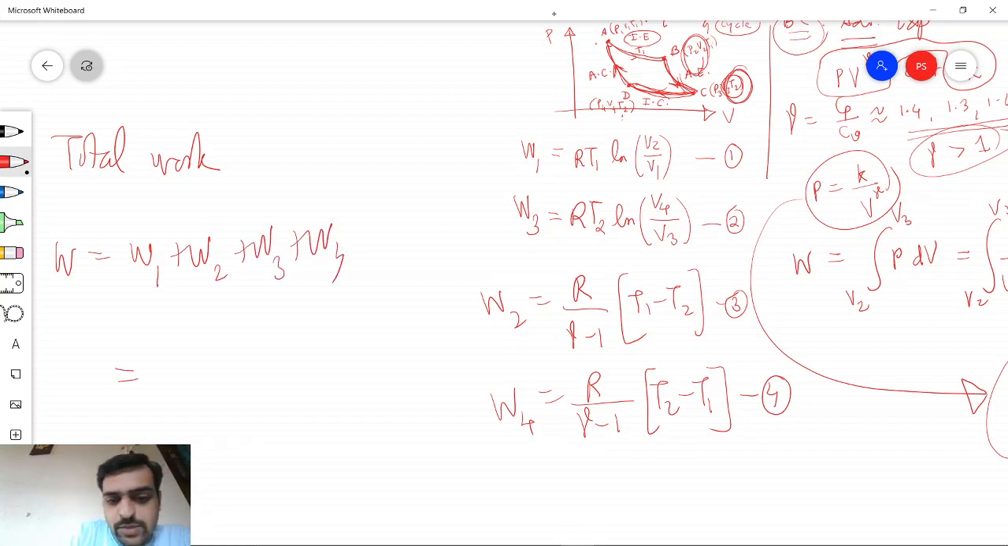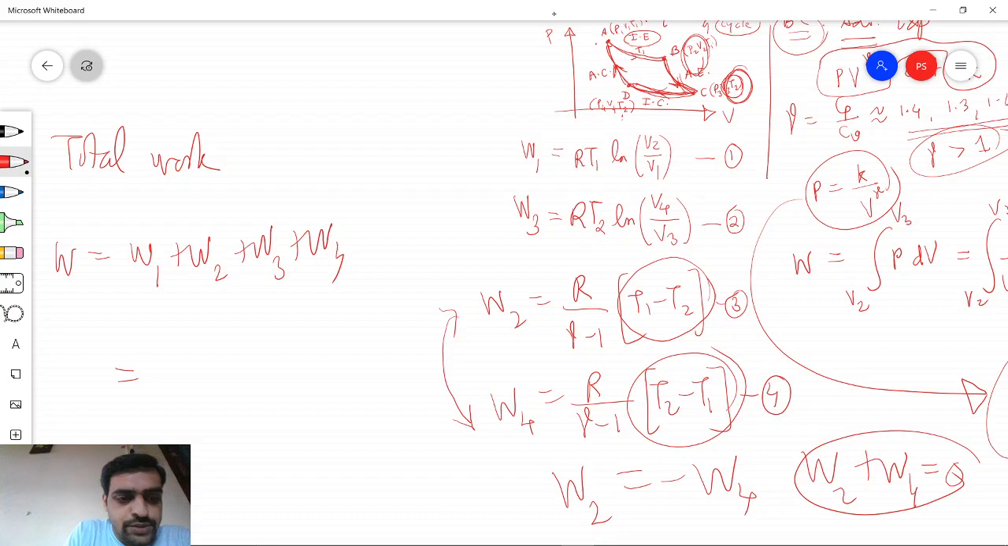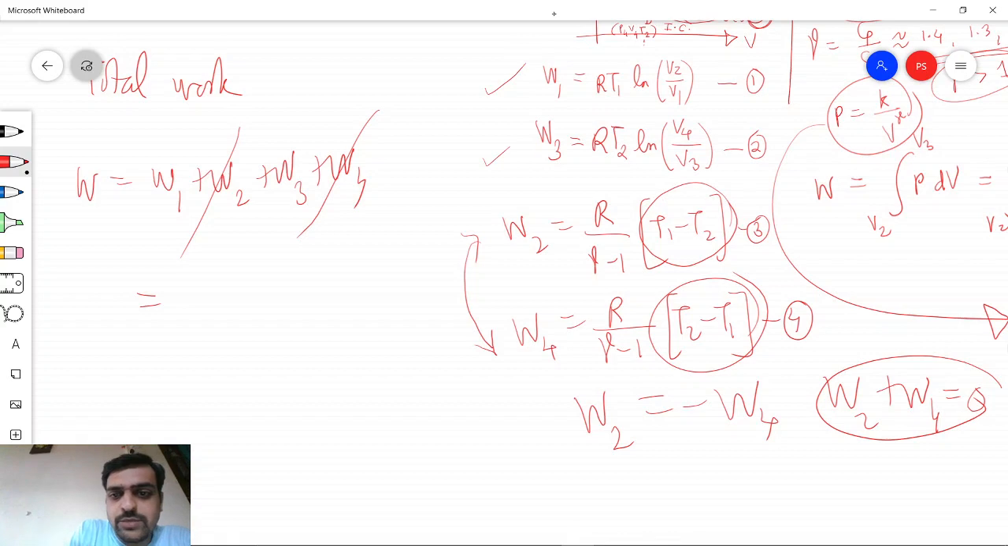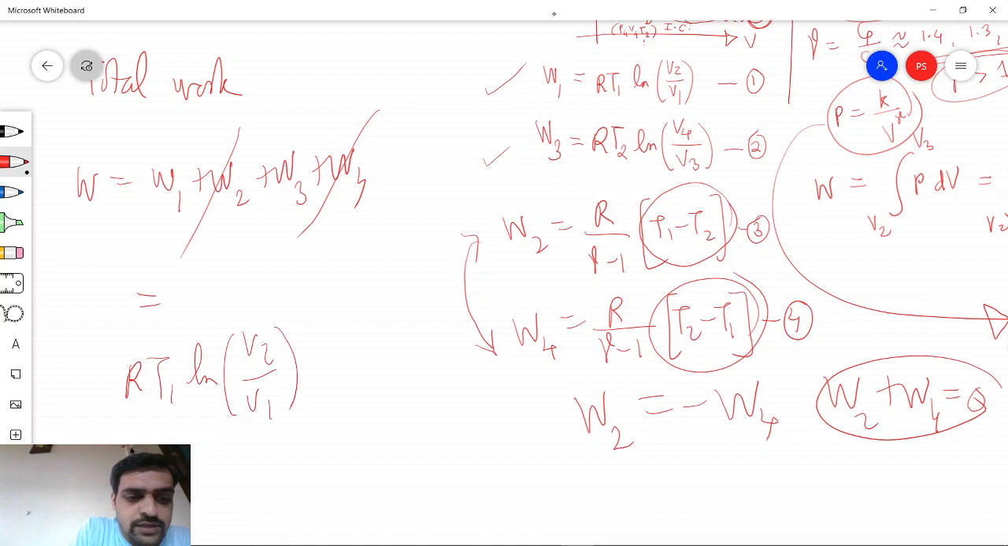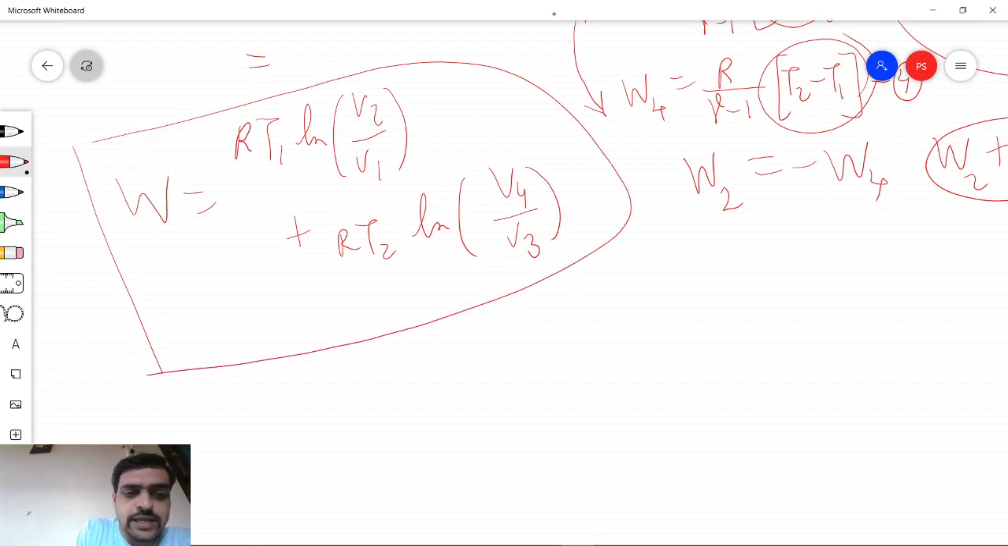Now we note that W2 and W4 are exactly equal and opposite to each other. Yes, because this is the T1 minus T2 and we have here T2 minus T1. So adding these two will be equal to 0. So these two terms just disappear. So W is now equal to W1 plus W3. So RT1 log of V2 by V1 plus RT2 log of V4 by V3. So this is the total work done during the entire cycle.